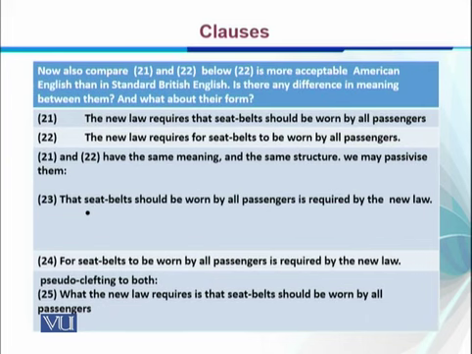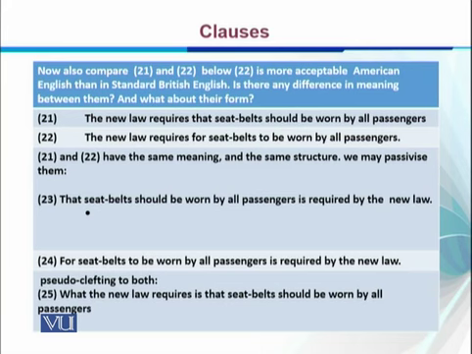Now also compare 21 and 22 below, which are more acceptable in American English than in standard British English. The new law requires that seat belts should be worn by all passengers. Similarly, the new law requires for seat belts to be worn by all passengers. So we know that seat belts should be worn is a constituent. It can be replaced with for seat belts to be worn by the passengers.